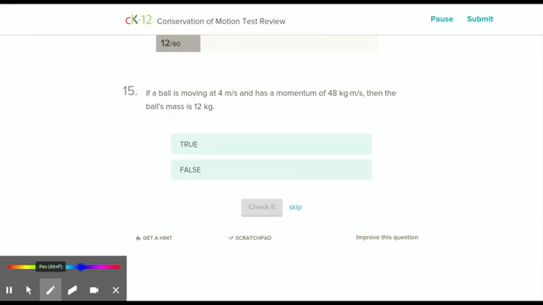Okay. Number 15. If a ball is moving at 4 meters per second and has a momentum of 48 kilogram times meter per second, then the mass of the ball is 12 kilograms. Well, momentum is m times v, right? So 4 times 12 is 48, it's correct. So it's true.